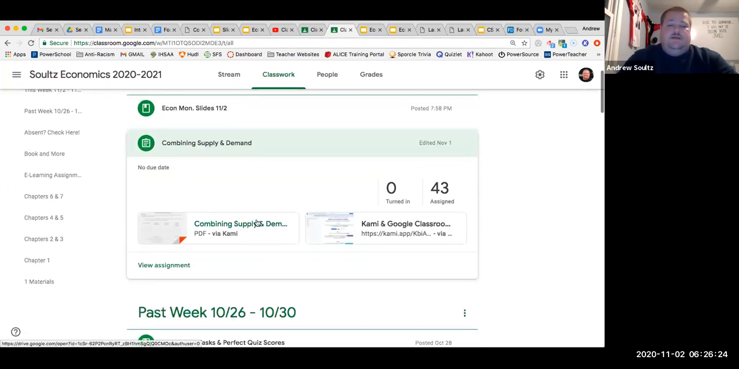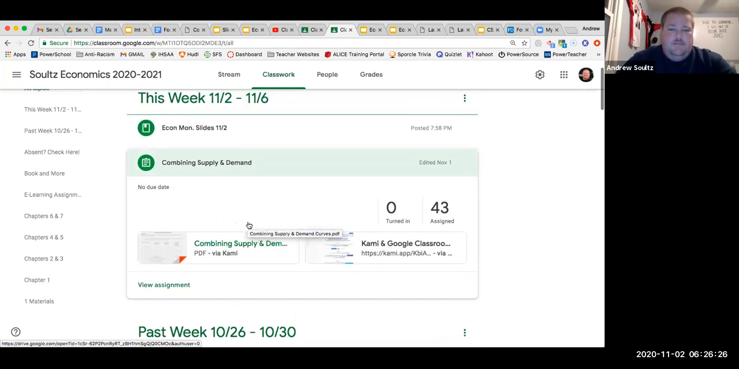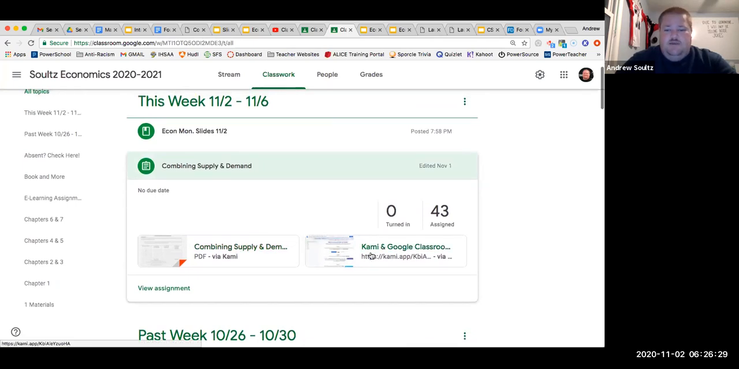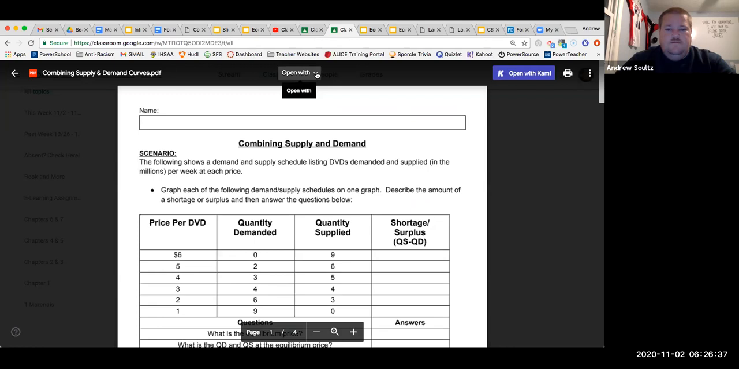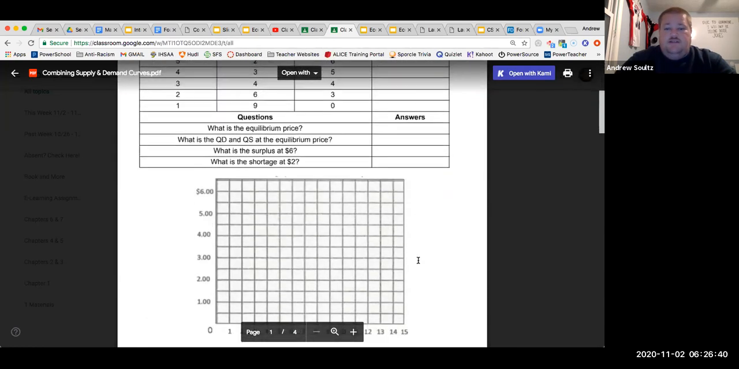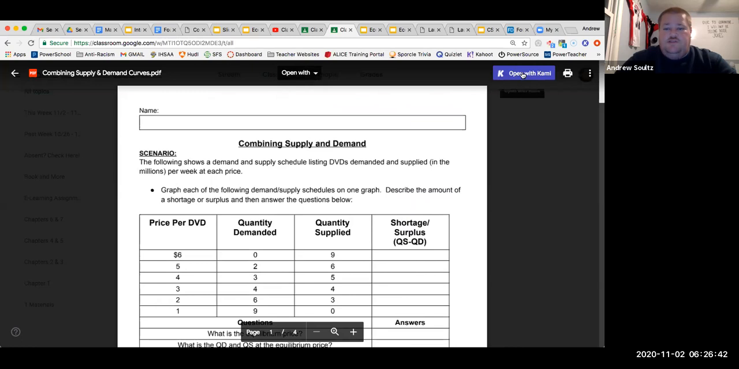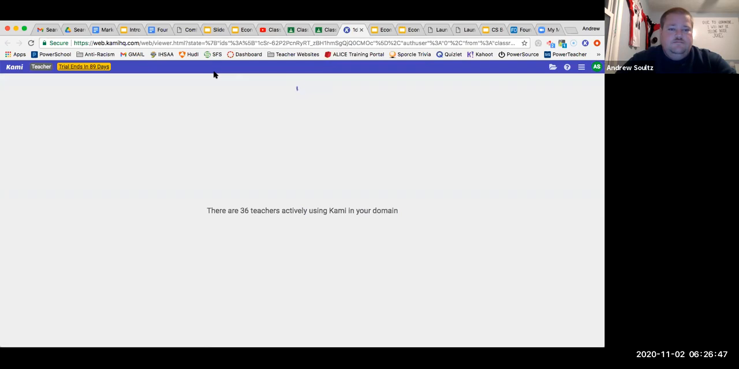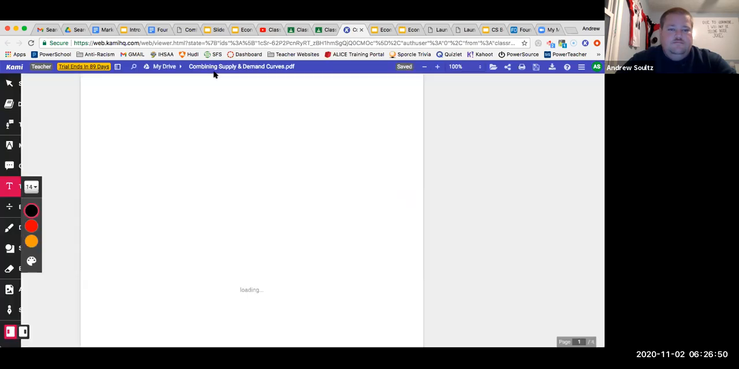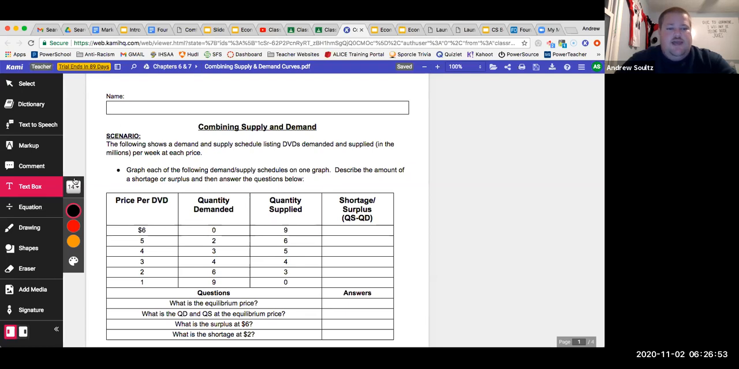It's a CAMI assignment, and this should allow you to mark it up. If you go ahead and click the assignment, this is just instructions for how to use CAMI. And so we have our assignment here, and what I'd like for you to do is to open with CAMI. Now, what CAMI does is allow you to mark things up. You can enter a text box, you can draw on it. And the drawing part is what intrigued me with this assignment.